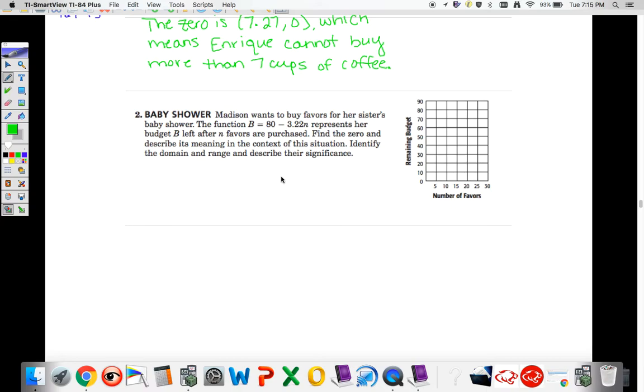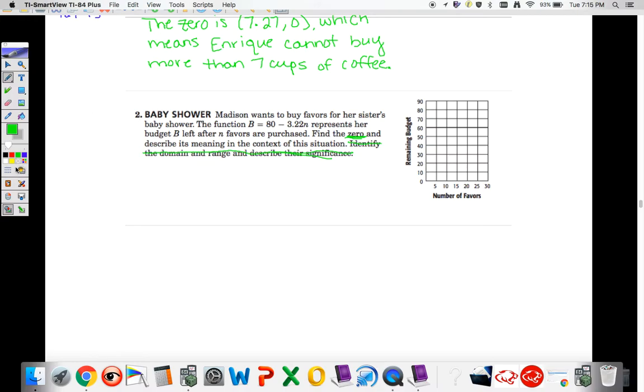Okay, we got one more like this. Baby shower. Okay, so Madison wants to buy favors for her sister's baby shower. The function b equals 80 minus 3.22n represents her budget b left after n favors are purchased. Find the 0 and describe its meaning in the context of the situation. Don't worry about this last part, to identify the domain and range. You just go ahead and mark that part out. We'll come back to that later. Okay, so all we're focusing on right now is to find the 0.